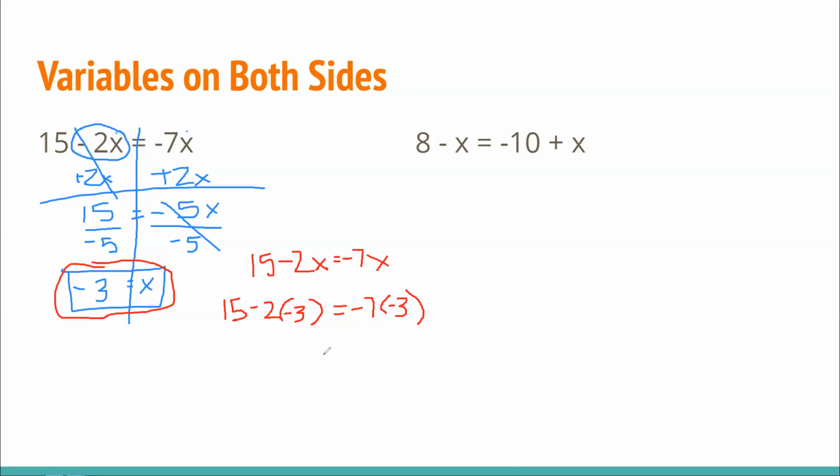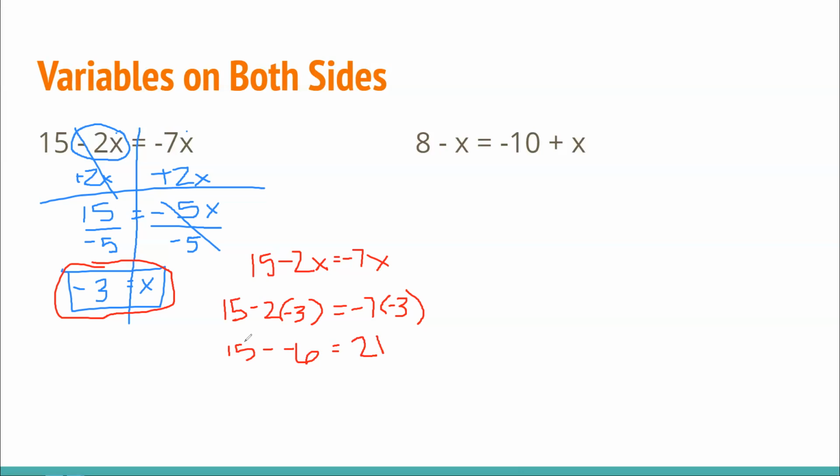Let's start off with our multiplication. So I've got a 2 times a negative 3. So 2 times negative 3 is going to give me a negative 6. So I'm going to write negative 6 in that place. And then negative 7 times negative 3. Well, negative times a negative is a positive, so I'm going to have a positive answer. 7 times 3 is 21. So I've got 21 on that right side.